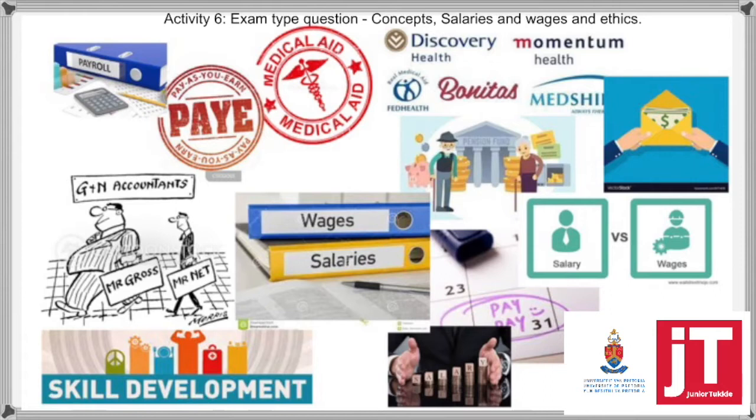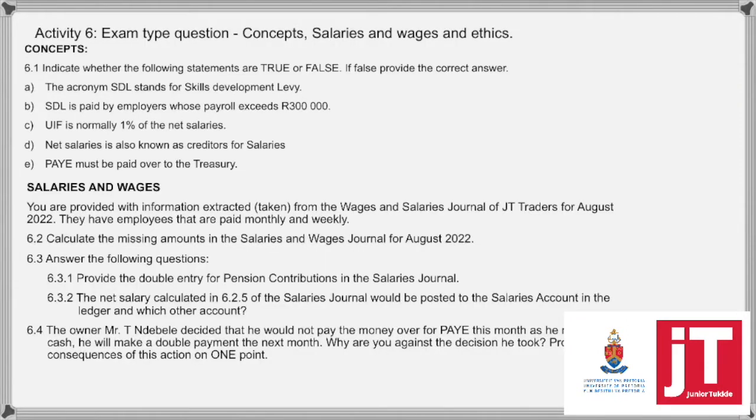Today we're going to look at the last of the activities for salaries and wages. Exam type question. If we continue, it says concept: salaries and wages and ethics. Indicate whether the following statements, 6.1.1 to 6.1.5, are true or false, and if false, provide your answer, and we'll look at that.